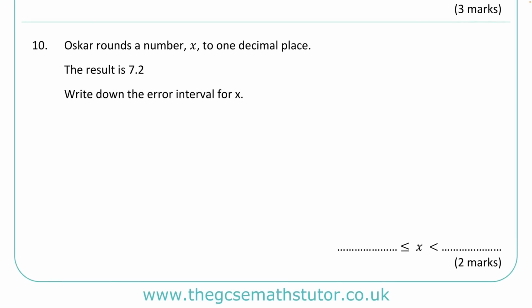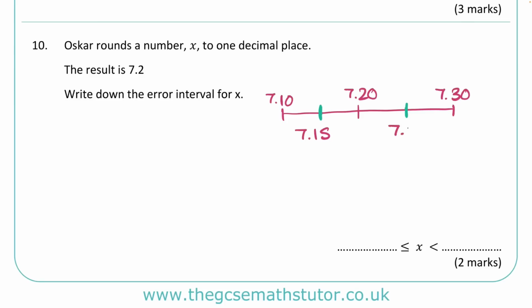So for question 10, we have an error interval. It says here, Oscar rounds a number x to 1 decimal place, and the result is 7.2. Write down the error interval. So 7.2 is in between, as a single decimal place number, 7.1 and 7.3. When we're looking at an error interval, we are looking at those cutoff points in the middle. So it can help if you prefer to add a 0 onto these, if it helps you to visualize it. But we get 7.15 and 7.25. And there we go. That gives us our upper and lower bound.